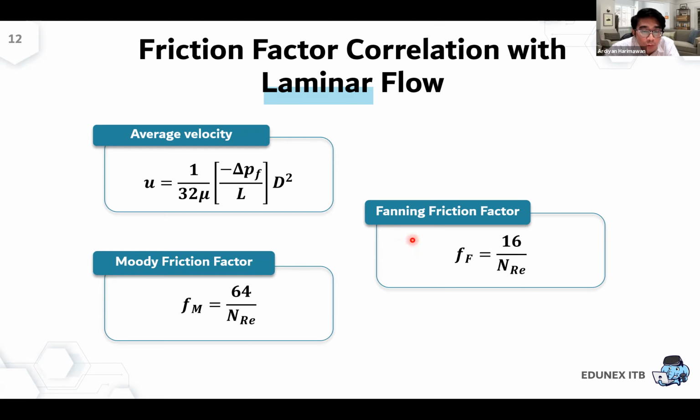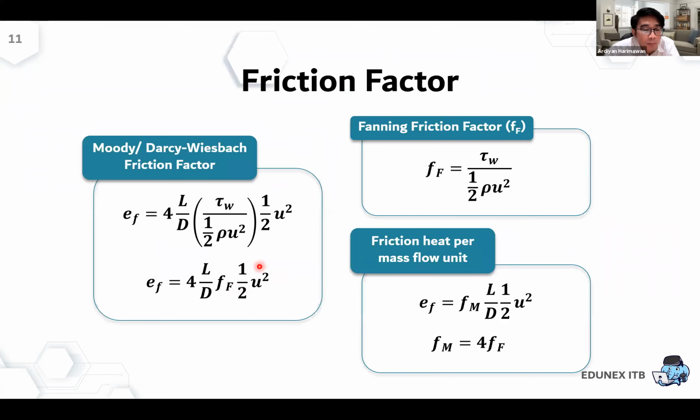For laminar flow, the friction factor is inversely proportional to the Reynolds number. If you are using the Fanning friction factor, it's just 16 divided by Reynolds number. But if you are using Moody, multiply by 4. Just remember, once you get the value of the friction factor, to calculate the friction loss, the unit of small EF should be joule per kilogram for the standard unit. So it's energy per mass.